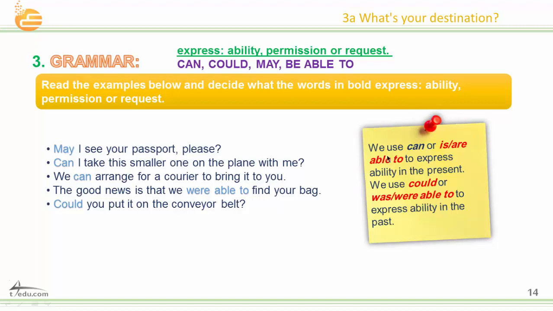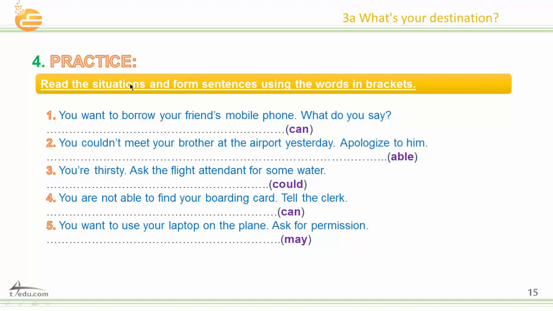Okay, now look at this note here. We use can, is able to, or are able to to express ability in present time or present tense, while we use could or was or were able to to express ability in the past. Okay, so can, is able to, or are able to in present, could in the past. Okay, very good. Now read the situations and form sentences using the words in brackets.